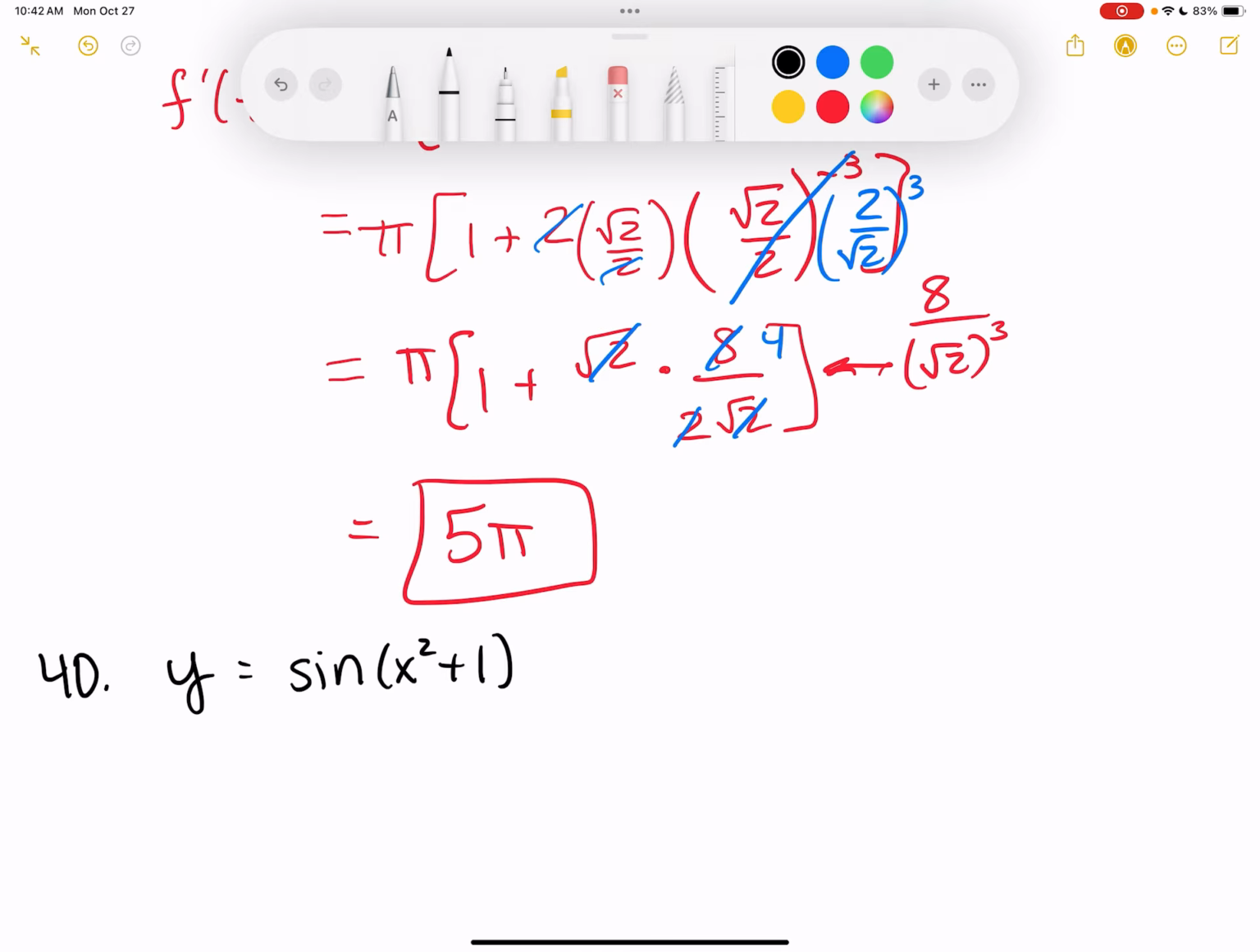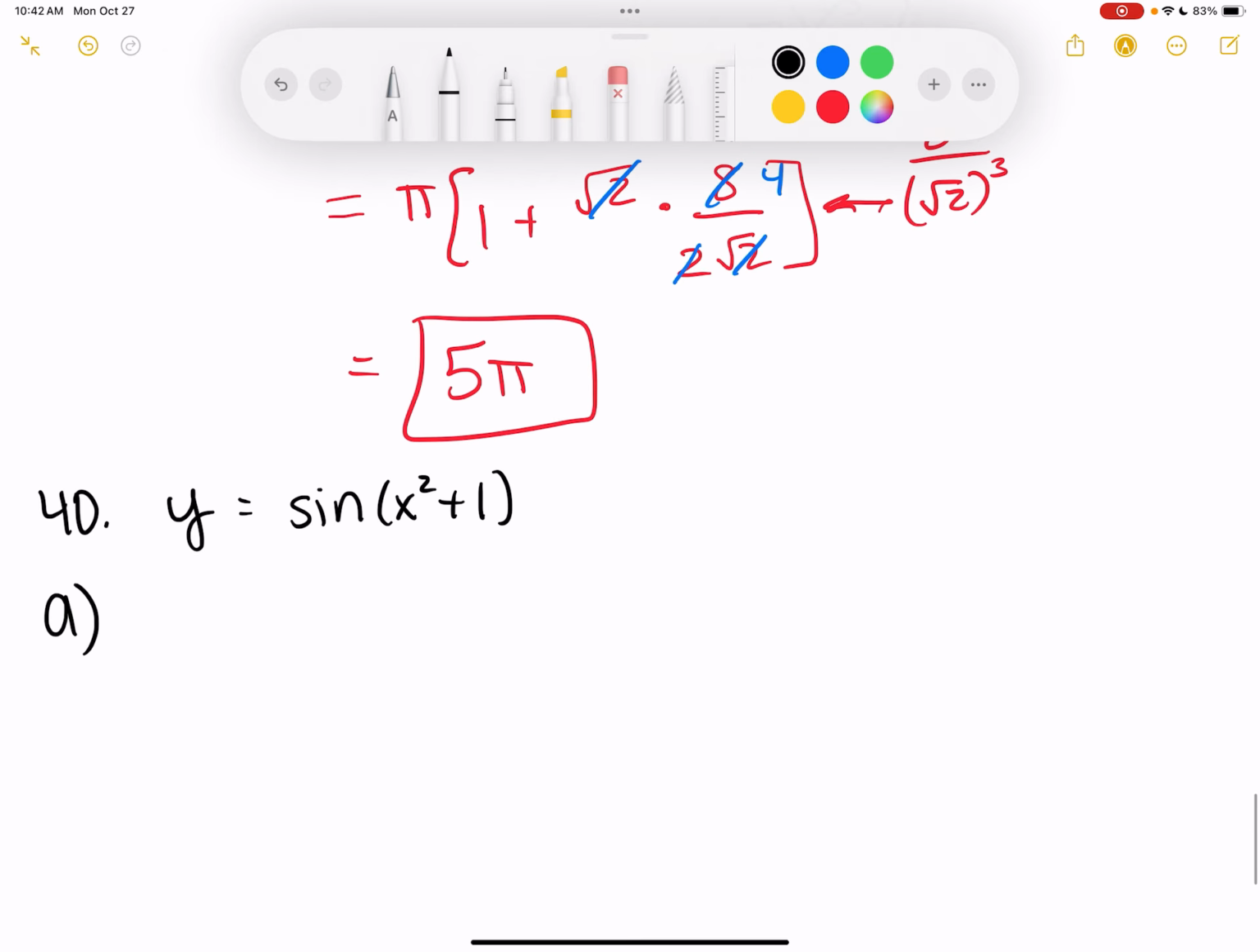So 40, they give us the function sine of x squared plus 1. So the first option is going to be y is equal to the sine of u plus 1, and u is equal to x squared. And then the other option, which I'll write in a minute, is going to be the sine of u, and then u is x squared plus 1. So we're just showing what happens with this individual situation. We're doing the same thing we did to start the previous couple problems. So we're going to find the derivative of y and then the derivative of u, and then go back.